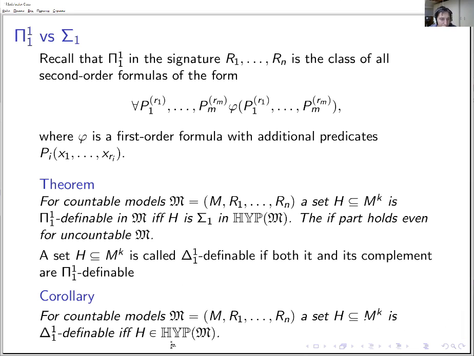And the other direction is very easy. If a set is an element of heap, then it's at the same time sigma 1 definable, and its complement is sigma 1 definable because it's even delta 0 definable. So it will be delta 1, so it will be pi11 definable and its complement pi11 definable. Okay, so this was for the corollary, and now for the theorem. Of course it's a bit more complicated to prove. Yeah, so before, we have prepared machinery just for one part of this theorem.